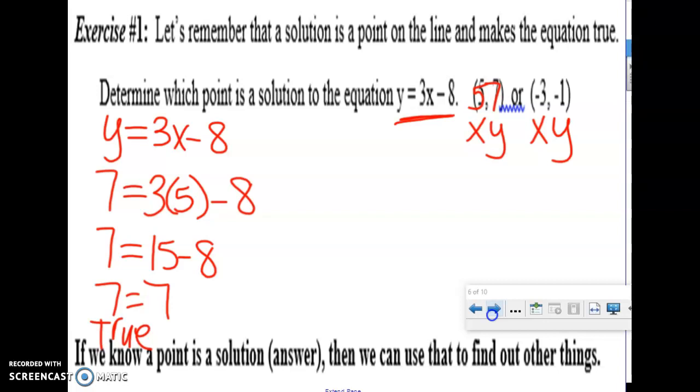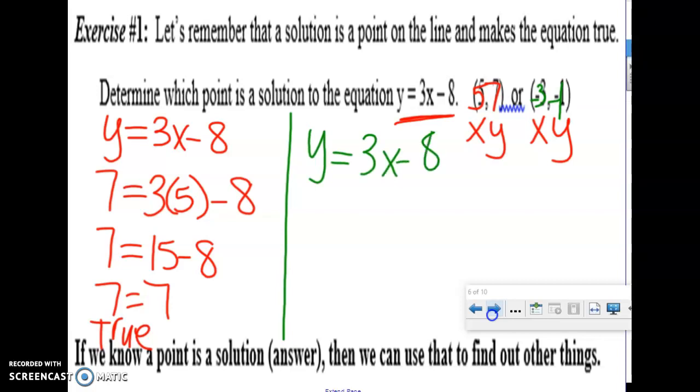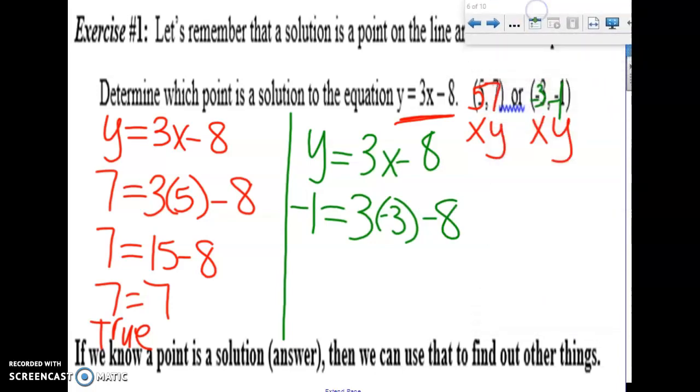Let's see if the same thing works for the point -3, -1. All right, this one right here. I'm going to go back to the same equation, same line. I'm going to substitute in -1 for y and -3 for x. There we go. Minus 8. Now we're not actually solving an equation, we are just simplifying an equation. So to do that, we want to multiply first.